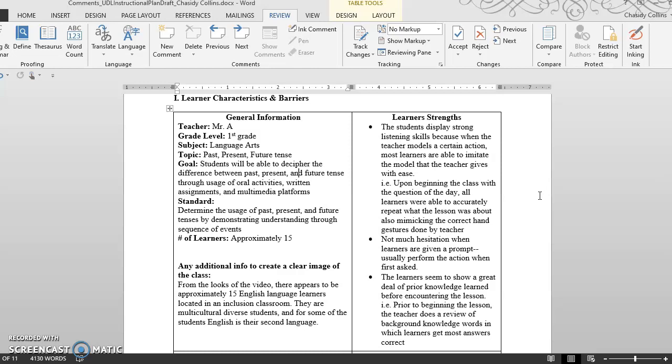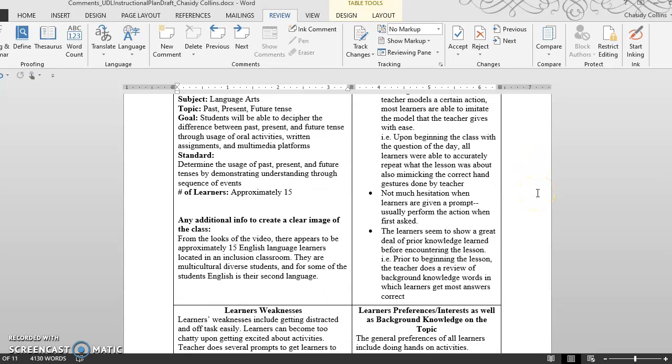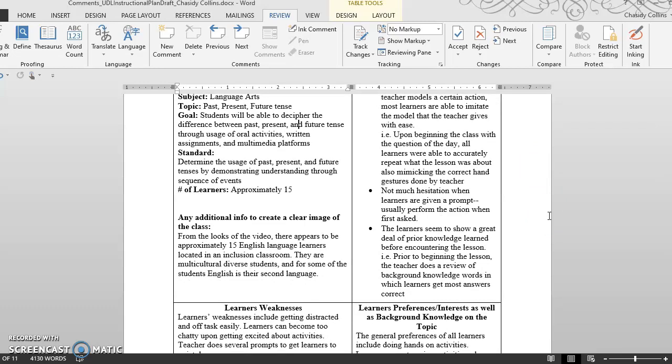Okay, going on to their learner strengths collectively. This is just what I gleaned by observing the video, that the students displayed strong listening skills, because in the video, when the teacher modeled a certain action, the students were able to accurately imitate that gesture in which the teacher modeled. For instance, at the beginning of the class, the video shows that the learners were able to accurately repeat what the lesson was about, and they also mimicked the correct hand gestures that were done by the teacher. And also, whenever the instructor asked the students to repeat him or to perform a gesture, there wasn't much hesitation.